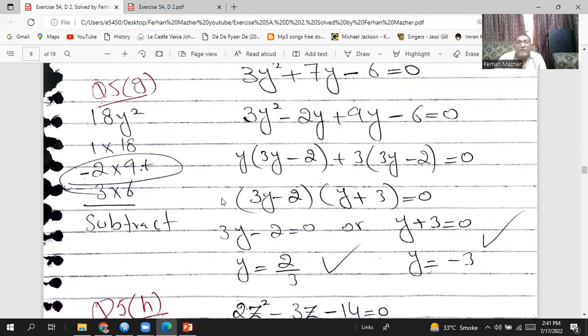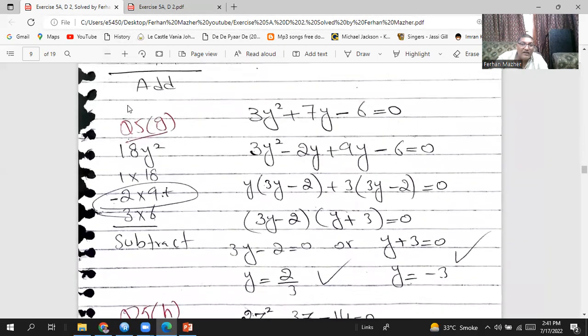Now you will have two brackets which are multiplying with each other, and the answer is 0. So I will make the first bracket 0, and I will make the second bracket equal to 0. So 3y minus 2 is equal to 0, so y will be equal to minus 2 divided by 3. In the same way, the y plus 3 bracket should be 0, so y will be equal to minus 3. This is the standard procedure, and you should also write all the steps when you are doing these questions. I hope you understand.